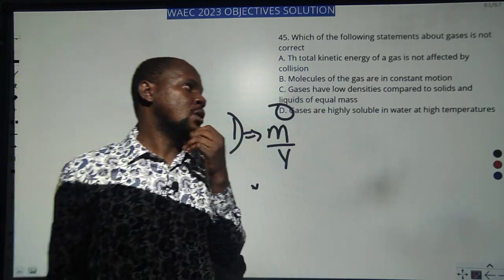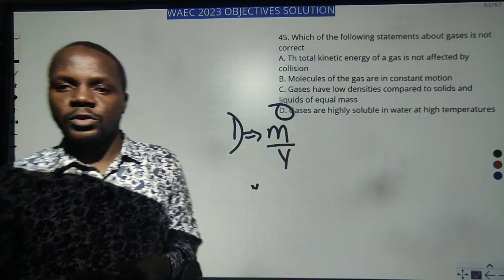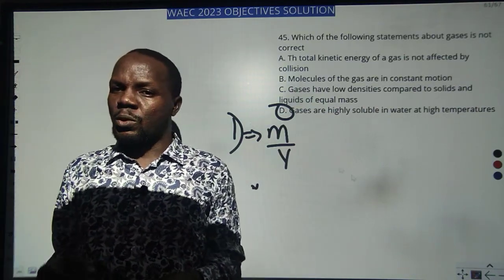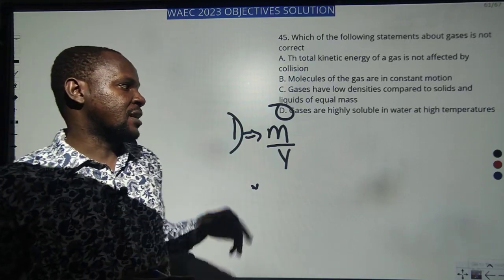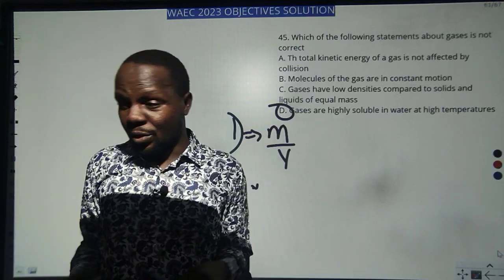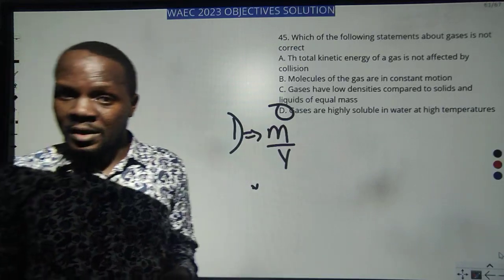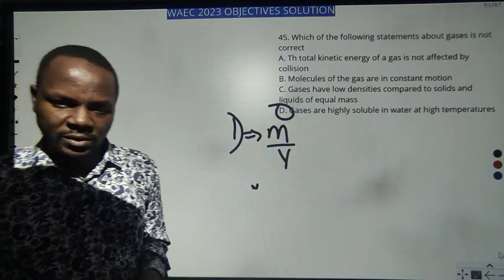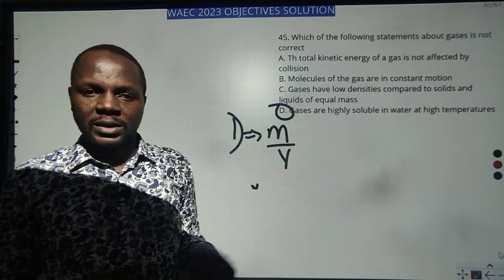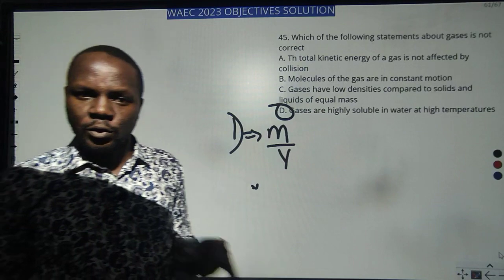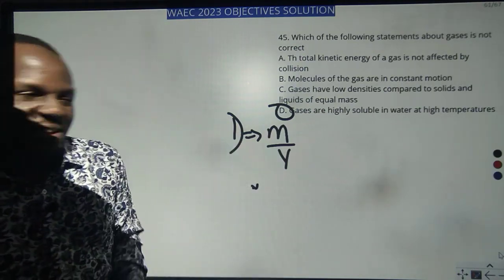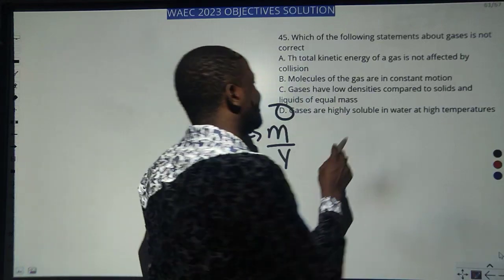Gases are highly soluble in water at high temperature. The thing about temperature is that the higher the temperature, the lower the solubility of gases. You understand? I said the higher the temperature, the higher the rate of solubility, but for gases, please note that it is not like that. The higher the temperature, the higher the solubility of solids and liquids. But for gases, the higher the temperature, the lower the solubility.